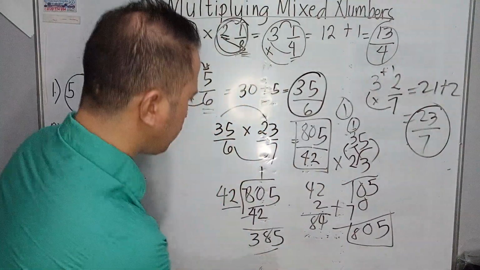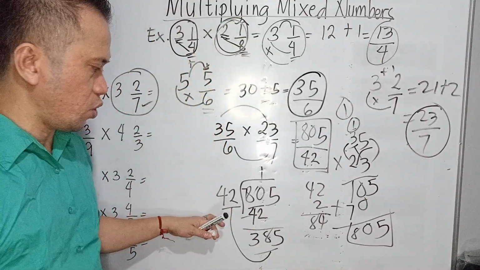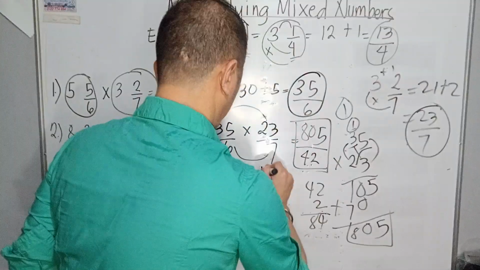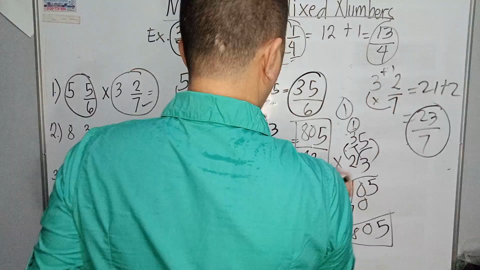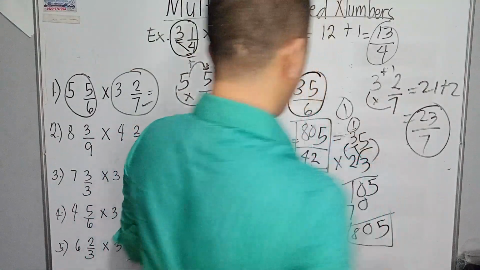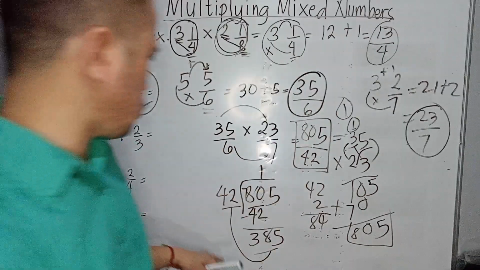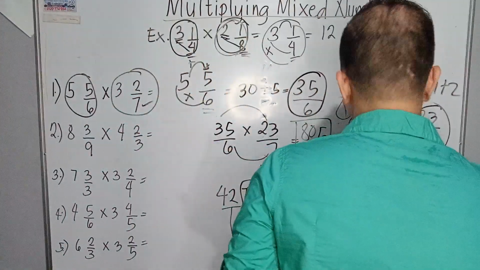So still, you can divide it continuously, guys, here for 42. How many 42? And 385. Okay? We can continue it, guys, until we can find what we call the simplified form of 805 over 42. So let's continue, 385 divided by 42.